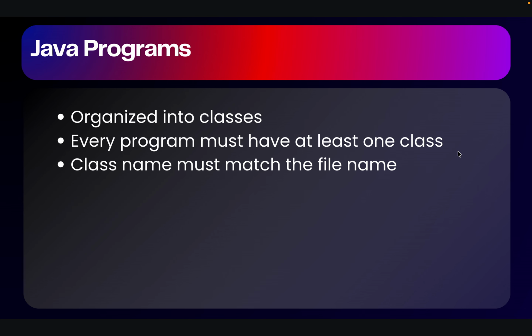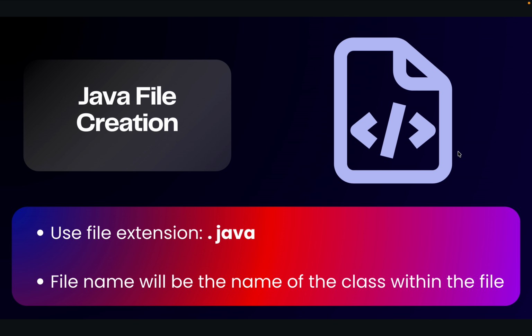So, Java programs are going to be organized into classes. So every program that you're going to create has to have a class, at least one. You can have more, but you have to have at least one. And that class name must match the file name. So if you name the file test.java, the class has to be test. If you name it intro.java, the class name has to be intro. So it must match whatever you're naming the file.